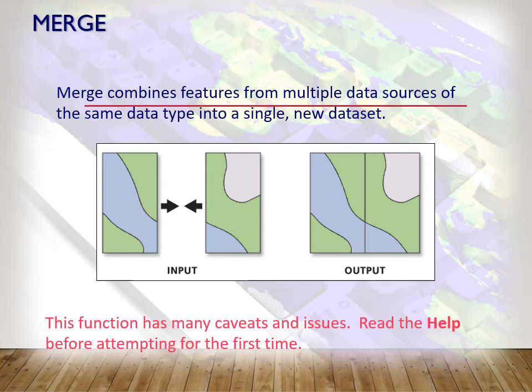Merge actually takes two layers, combines them, and then outputs it into a different data set, into a single new data set. That's the important distinction.